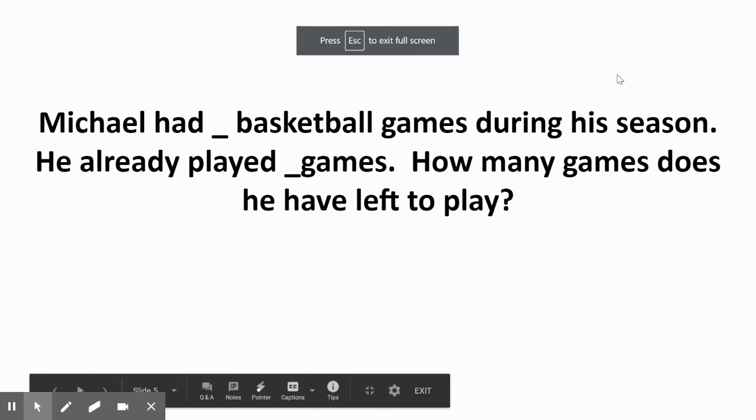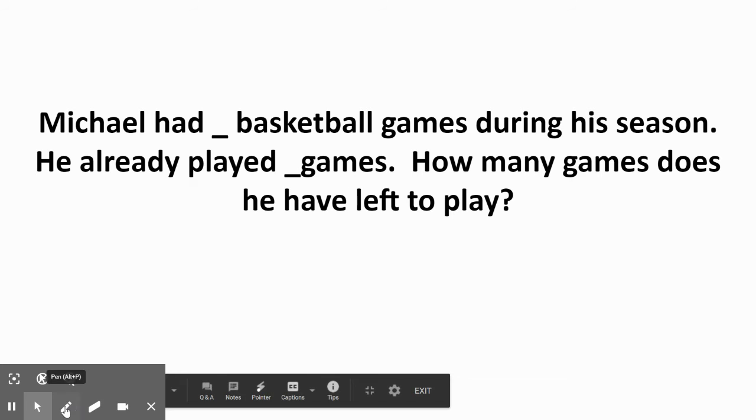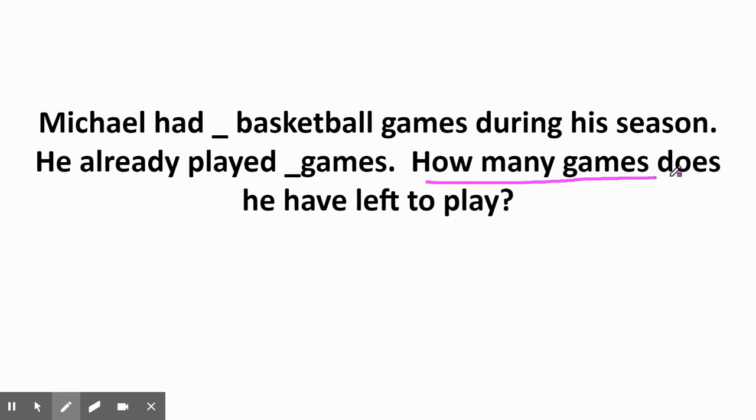Michael had blank basketball games during his season. He already played blank games. How many games does he have left to play? So I'm going to get a movie going in my head. I know about basketball games and seasons because I've played on some teams and my daughter's played on teams, so I know what that's like. So I know he had how many basketball games during the whole season, right? So I know the total number of games. He already played so many games. So my question was, how many games does he have left to play?